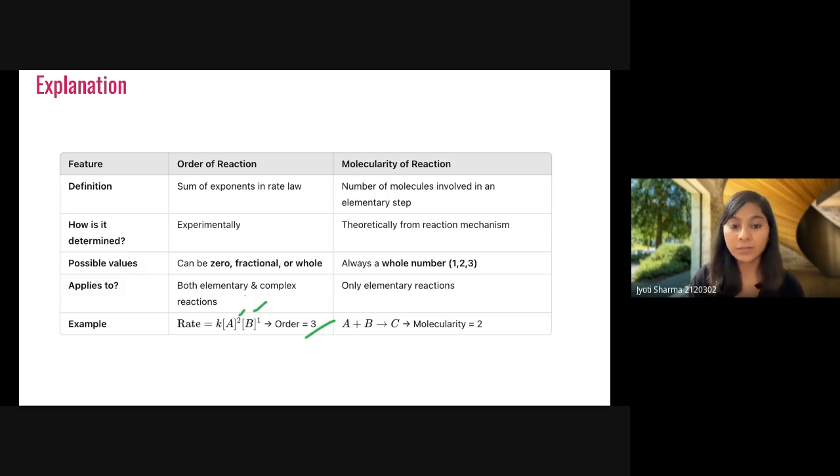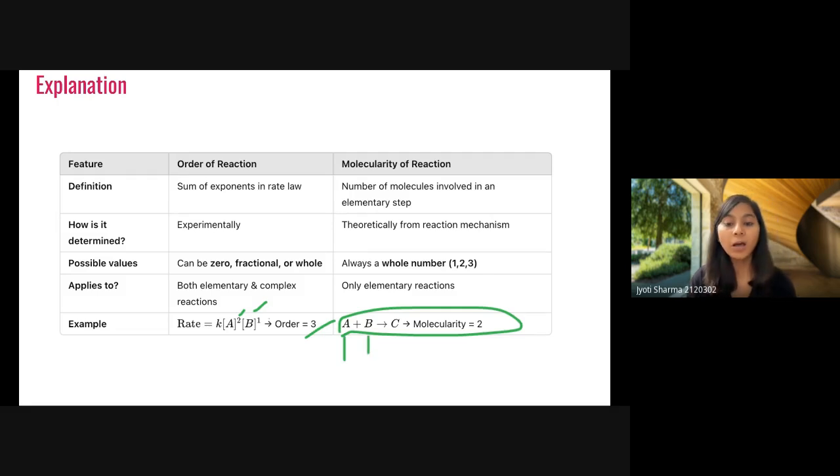But molecularity is the number of molecules involved in an elementary step. You just see here, if this is the elementary step, and here the number of molecules, so one molecule of A and one molecule of B is giving you the elementary step, then here the molecularity is equal to 2. How can we determine it? The rate of reaction we can determine experimentally, but the molecularity we can calculate theoretically. If we see the possible value, then order of reaction can be zero, fractional, or a whole number.